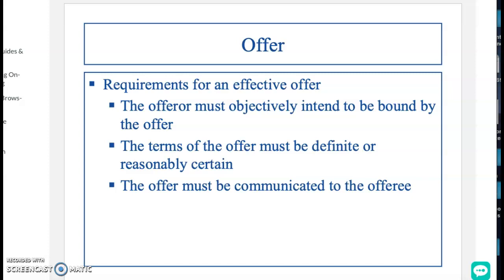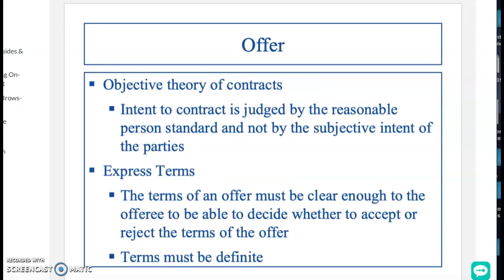So what is an effective offer? The offeror must objectively intend to be bound. The terms of the offer must be definite and reasonably certain, and the offer must be communicated to the offeree. So if you're just sitting around saying, I think I'd give $1 million for that house, but you never actually call the owners of the house, you're not making a valid offer.